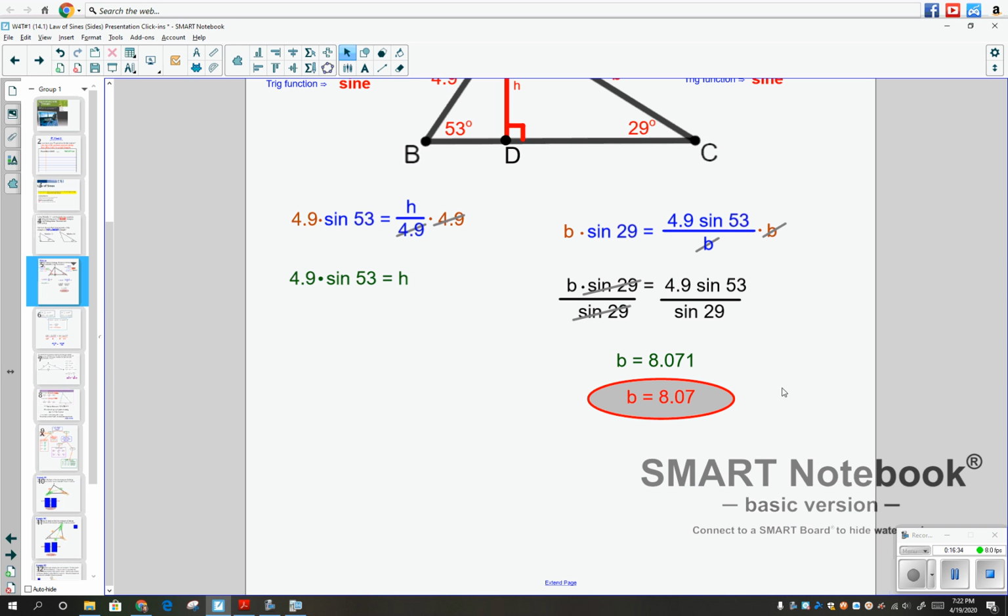Do I want to do this every single time? Draw in the altitude, create two right triangles, and do that. Is it an option? Yes. But do I need to? No. The question is, can we come up with a shortcut?